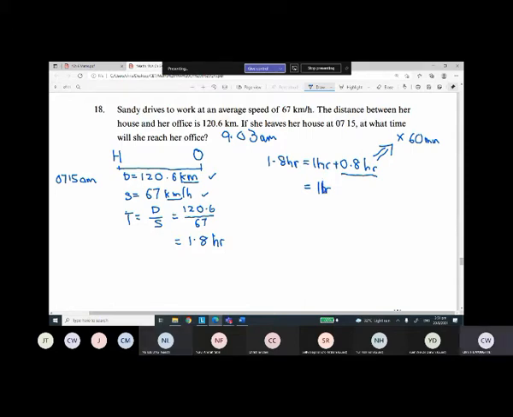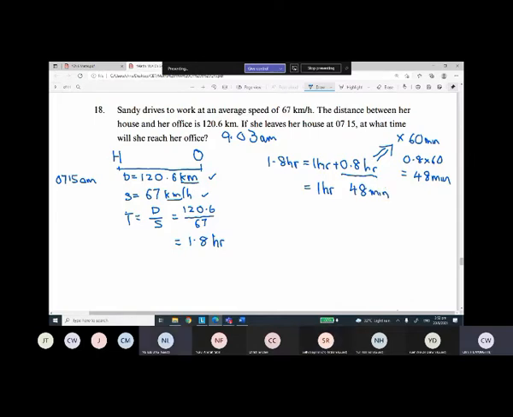Sorry, I'm going to write it down so you all can see. 0.8 hour equals 0.8 times 60, equals 48. Right? 48 minutes. So she took 1 hour 48 minutes. Do you all agree or not?